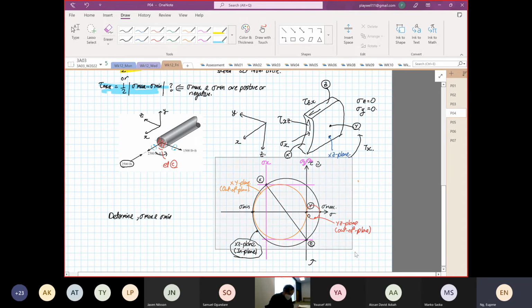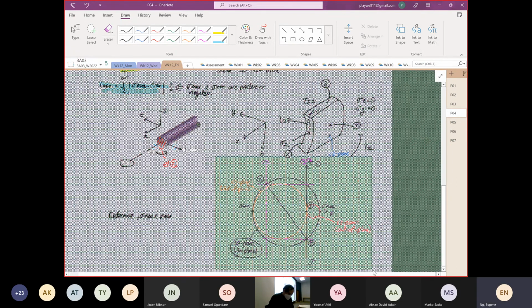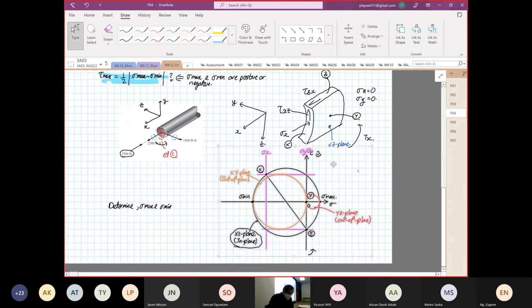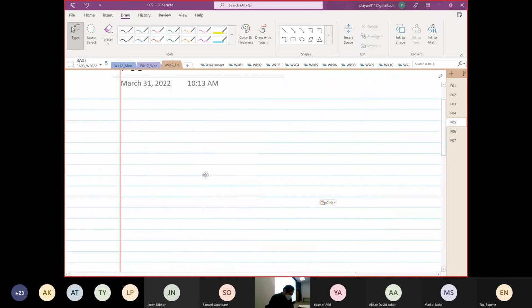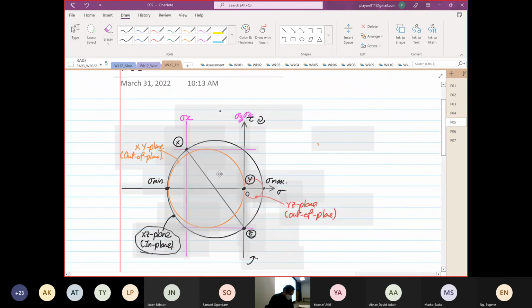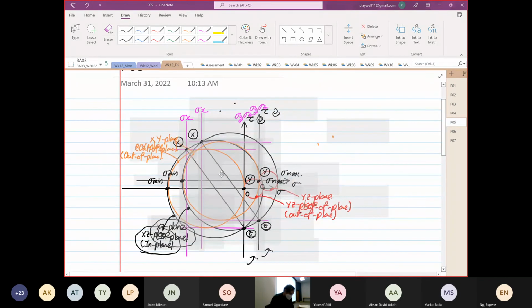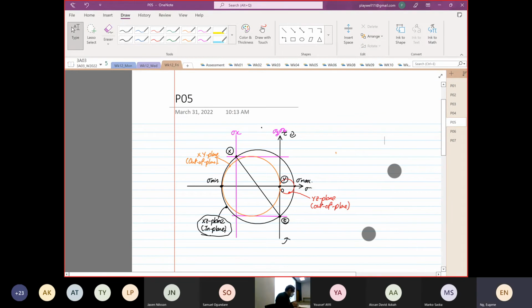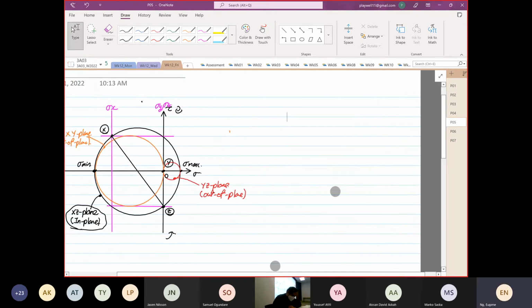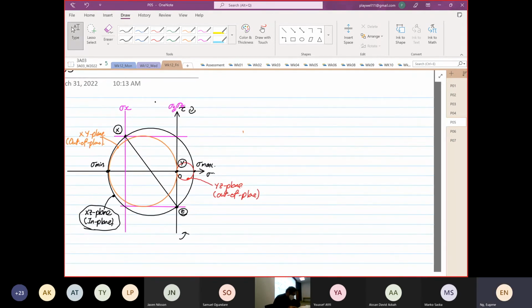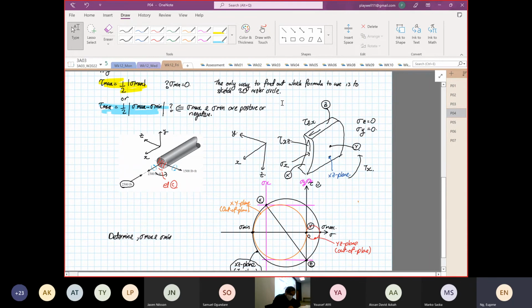So I'm going to copy this circle. I'm going to go to the next page. Okay, so we are going to determine our stress max and our stress min. Okay, before we do that, okay, so I'm also going to copy our element. Our element is important. Without the element, we can't do anything.